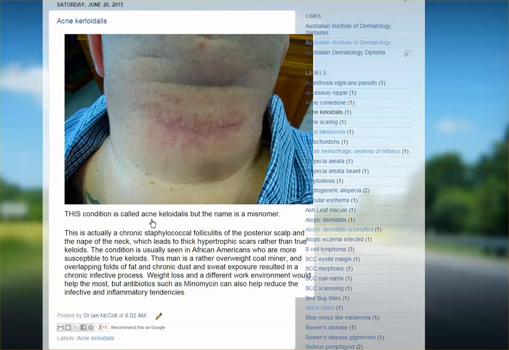Now, acne keloidalis would suggest that the condition's got something to do with acne, with blockage of grease glands, with blackheads and comedones, and the keloidalis suggesting that it's a keloidal scar. Now, it is a keloidal scar, but it really doesn't have anything to do with acne or the normal causes of acne, because this is a chronic staphylococcal folliculitis.